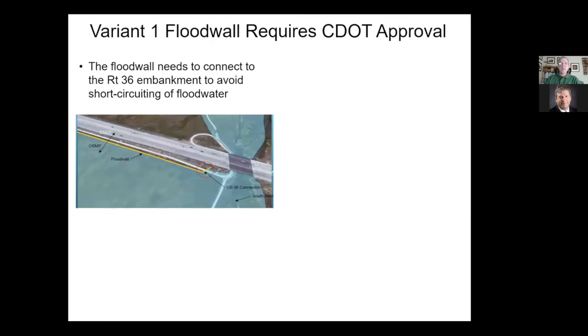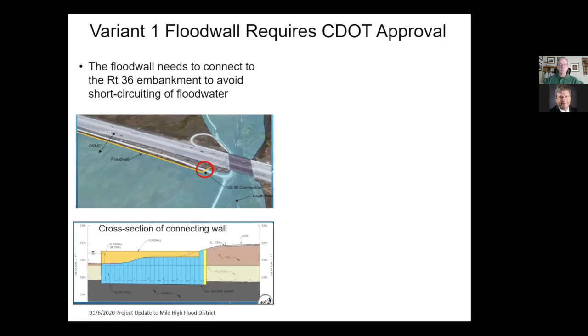So here's a zoom now of Route 36. The light green blue area would be the flooded area during a 100-year flood. And this darker area is the underpass where South Boulder Creek is itself. And what I'm circling right now is where this connector wall would have to go. Let me show you that in cross section here down below.